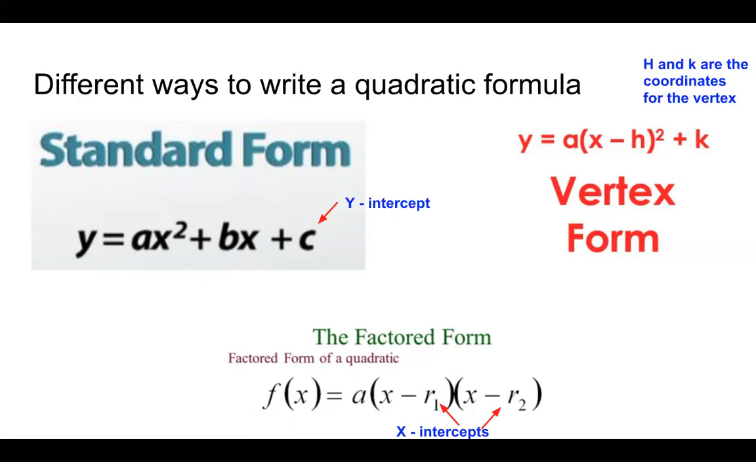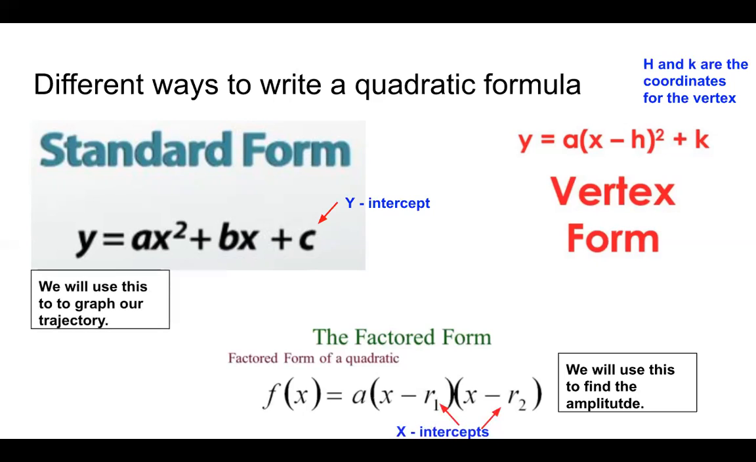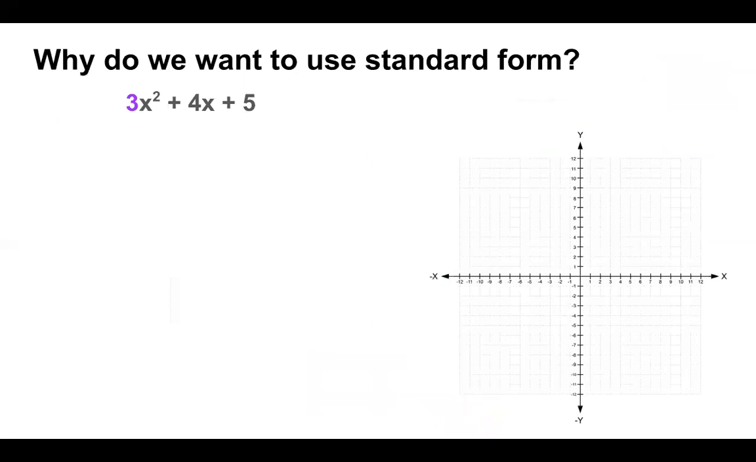So all three different versions of the ways to write the quadratic formula have their advantages, but standard form is typically the easiest way to plug it into your calculator, and it's the one that we will primarily be using. We will use the factored form to find our amplitude, but standard form is what we're going to actually use to graph our trajectory. So yay. So why do we want to use standard form?